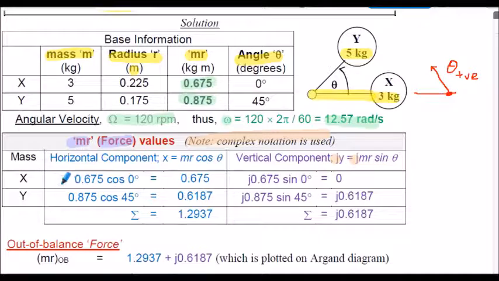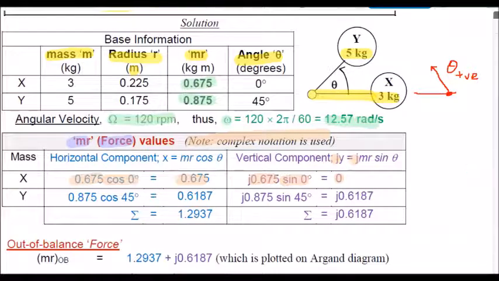So for x, the MR value above is 0.675. The angle in my diagram is 0, so multiply it by cos of 0, I get 0.675. In the vertical sense, the MR value is going to be 0.675 multiplied by the sine of angle theta, and of course that will be 0 because sine of 0 is 0.